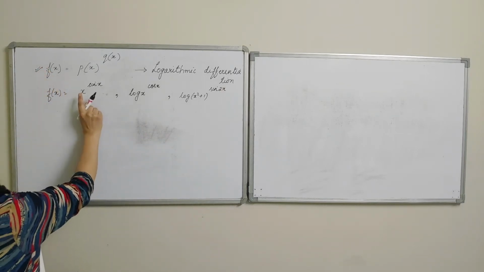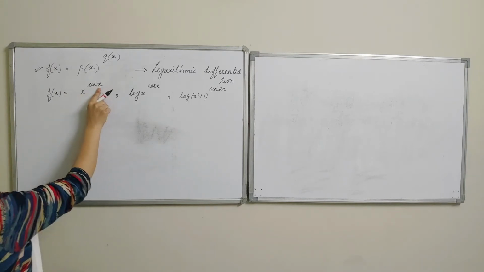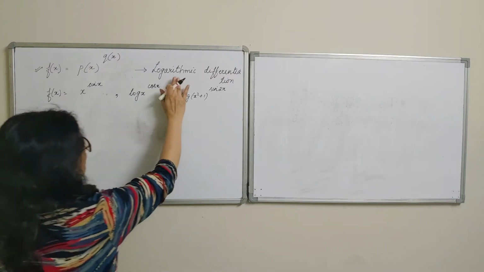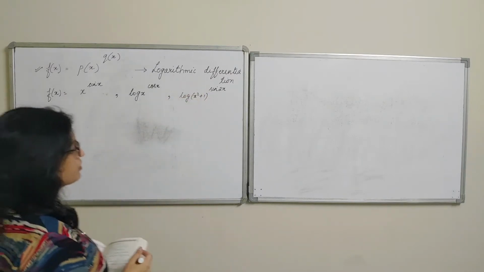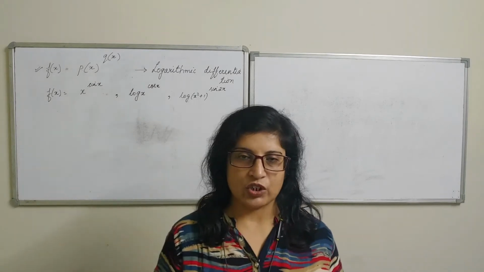So what we note here is that the base of the function is a function of x, and the power is also a function of x. In such a case, the method that is used is the logarithmic differentiation. So we'll understand how to differentiate using the log functions.